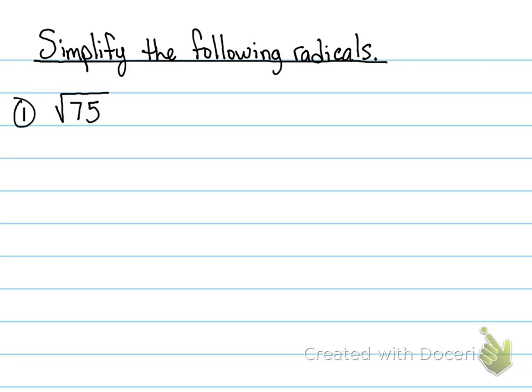So 9 squared is 81, so that's too large. 8 squared is 64. 64 is not a factor of 75. 7 squared is 49. 49 is not a factor of 75. 6 squared is 36, which is not a factor of 75. And 5 squared is 25. Now, 25 is a factor of 75, right? So we want to factor or write down 75 as 25 times 3.